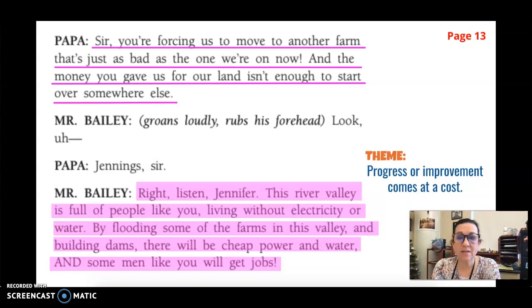The theme is progress or improvement comes at a cost. As I taught this lesson earlier, live, somebody said that he's thinking he's doing them a favor by bringing them up to speed with cheap power and water. That's his point of view, and he's actually doing a disservice to Papa and Mama.